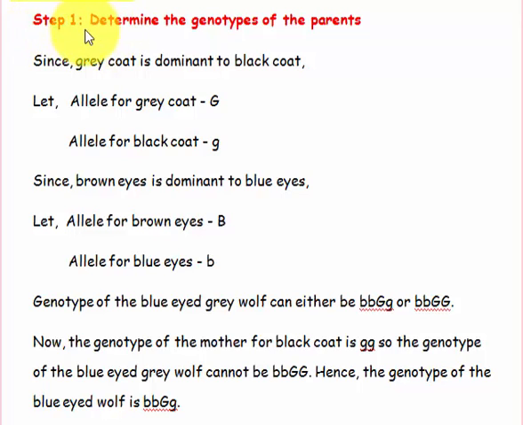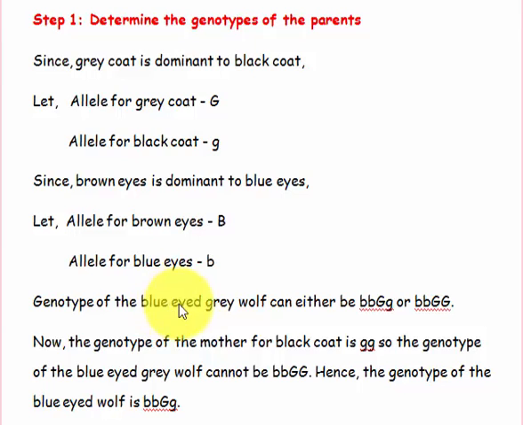Step 1. Determine the genotypes of the parents. Since gray coat is dominant to black coat, let the allele for gray coat be capital G. So the allele for black coat will be lowercase g. Since brown eyes is dominant to blue eyes, let the allele for brown eyes be capital B. So the allele for blue eyes will be lowercase b.